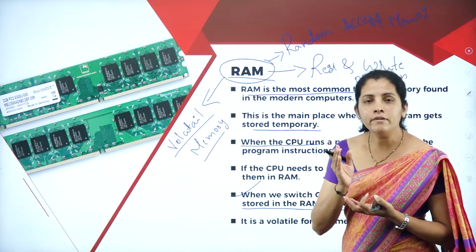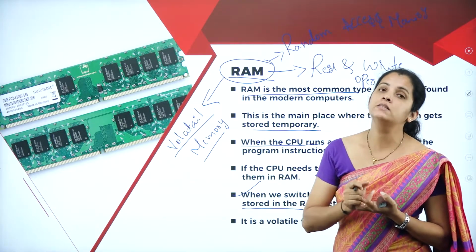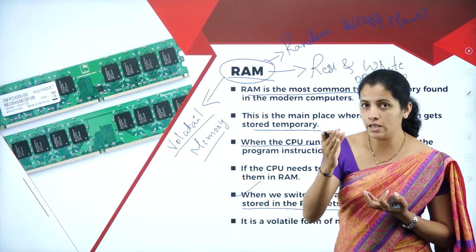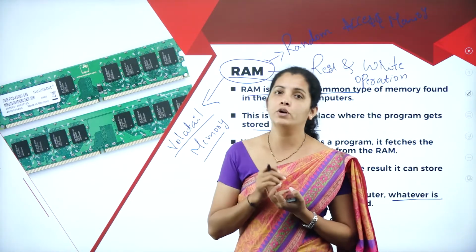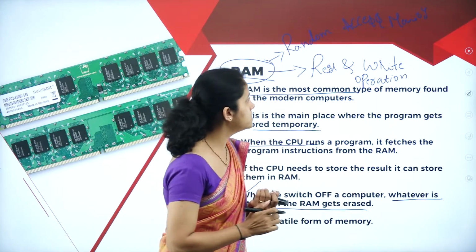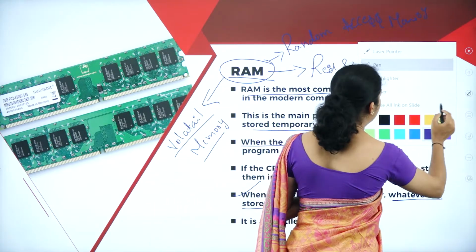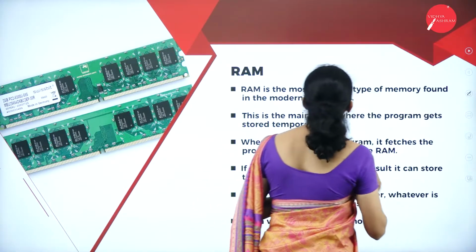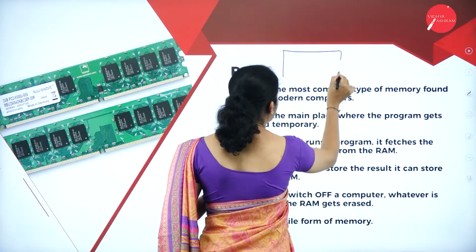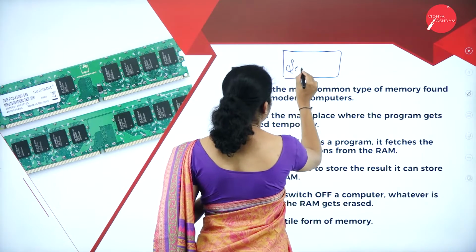Whenever the CPU requires a program to execute, all the programs must be brought into the random access memory. For example, consider this example. Think that I have secondary memory. This is my secondary memory.